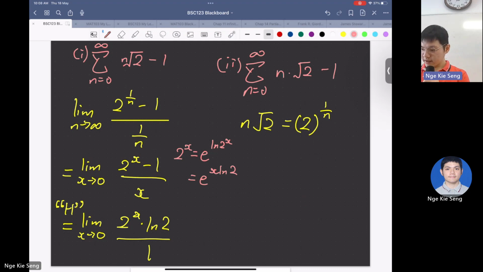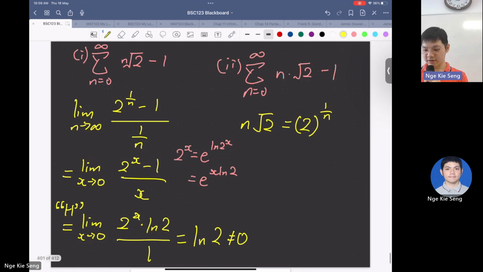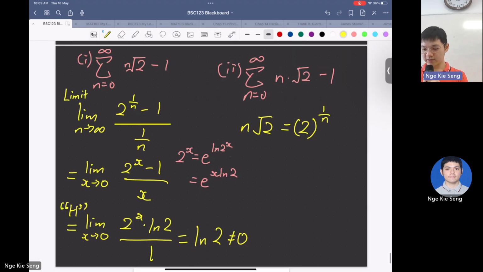Okay, so what's the limit here? This limit is what? ln 2. Okay, ln 2 should not equal 0, so this is not equal to 0. But we are trying to use the limit comparison test, right? Yeah, correct. This is the limit comparison test.